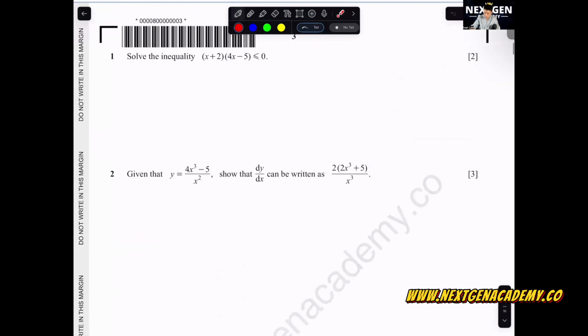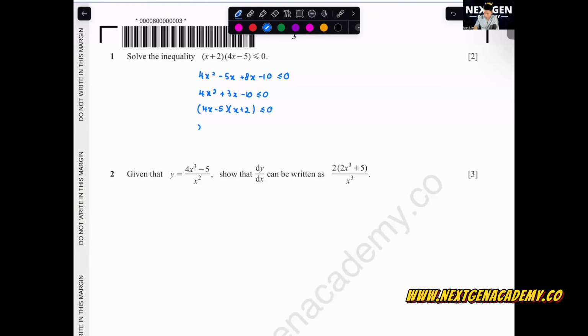Question number 1. Solve the inequality (x + 2)(4x - 5) ≤ 0. This one is just a quadratic inequality. Open up the bracket. We will get 4x² - 5x + 8x - 10 ≤ 0. Simplify it: 4x² + 3x - 10 ≤ 0. Factorize this: (4x - 5)(x + 2) ≤ 0.